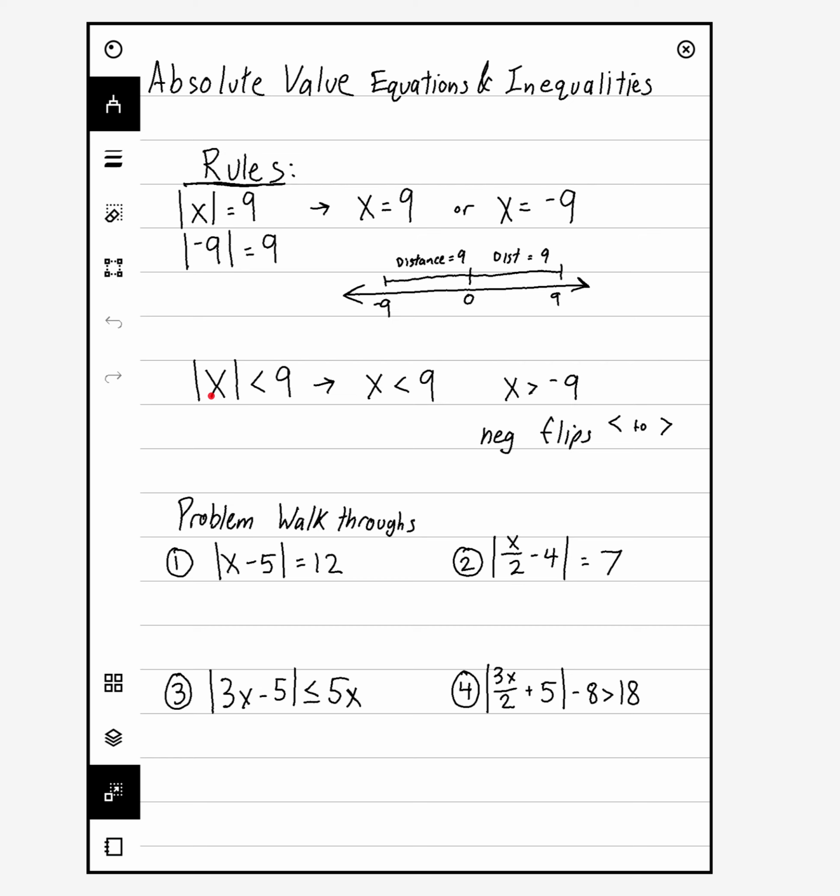So again here we have the absolute value of x is less than 9. You can change that into this: x is less than 9 and x is greater than negative 9. Now, notice how when you get the negative answer, it flips from less than to greater than. That's what happens when you get a negative answer with these inequalities.